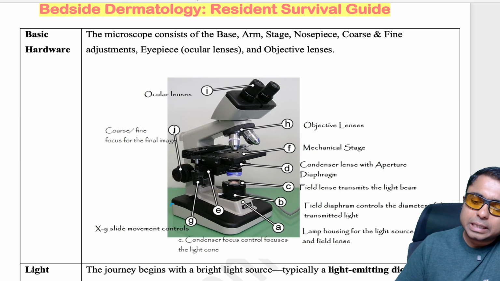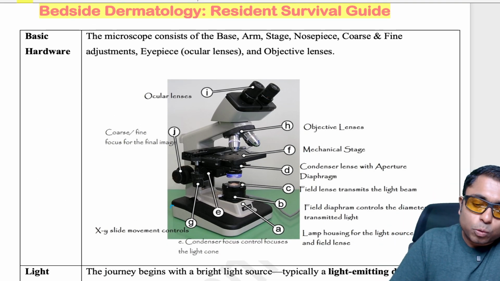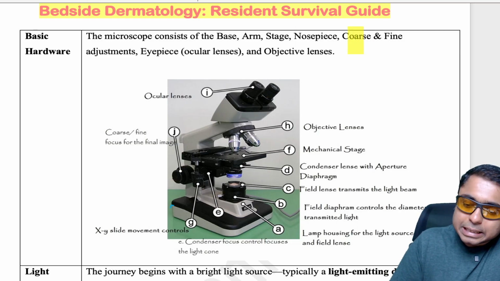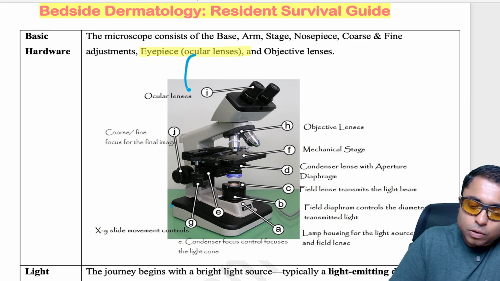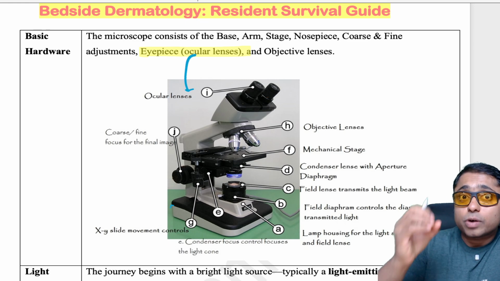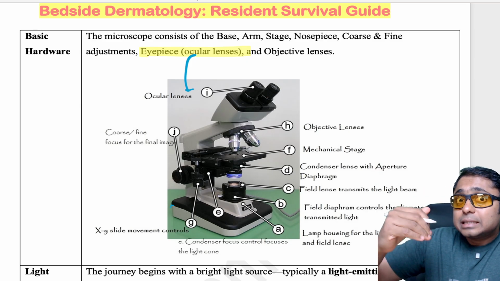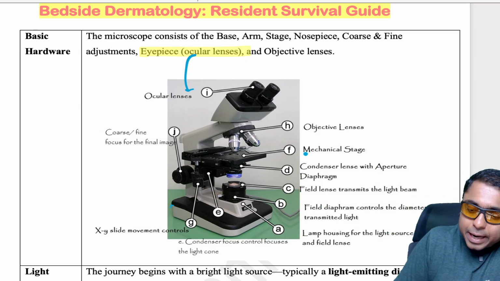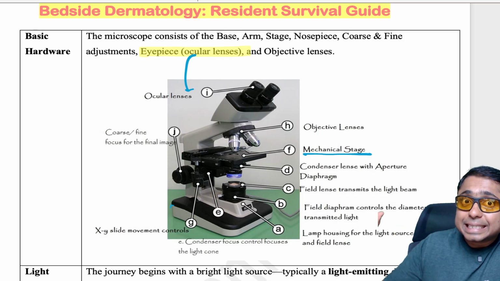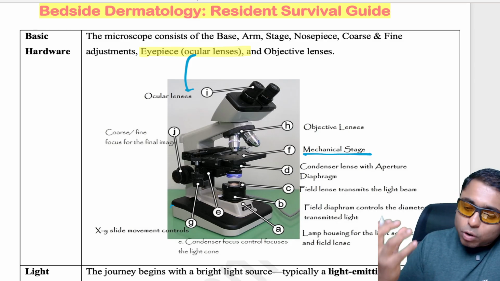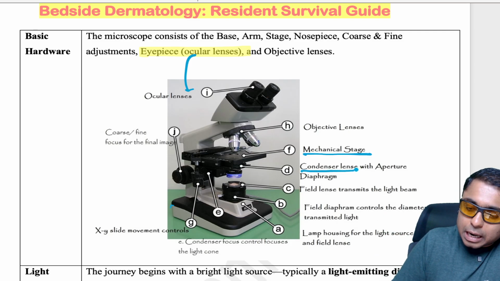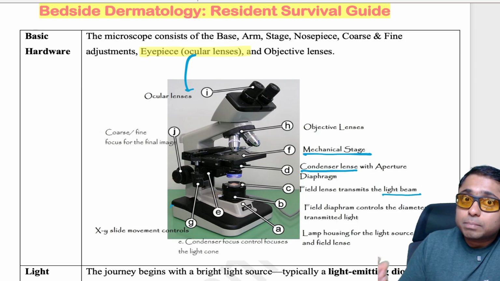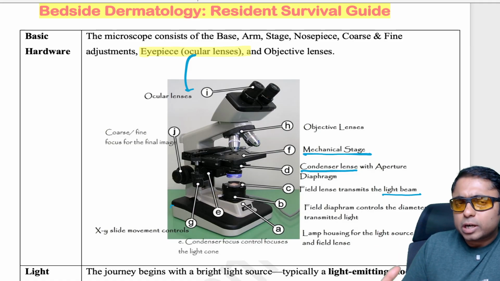Like in this picture, I will only brief you about the most important parts of the microscope. Just follow my highlighter. You can see this eyepiece, which is also called the ocular lens. That is the lens through which we see the slide. And where is the slide kept? It is kept on the mechanical stage, and below this there is a condenser. Below that, there is a light beam source. These are the important points which you have to remember.